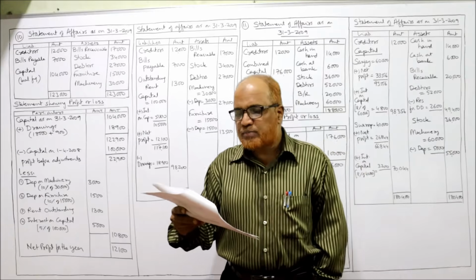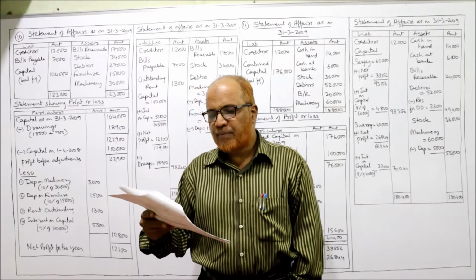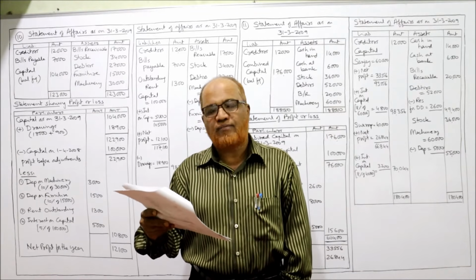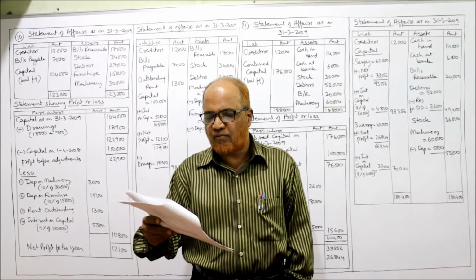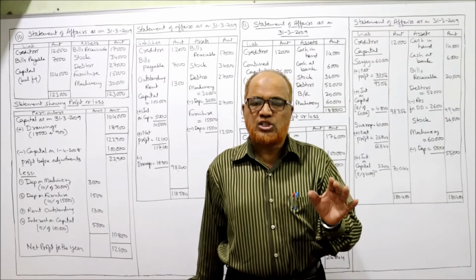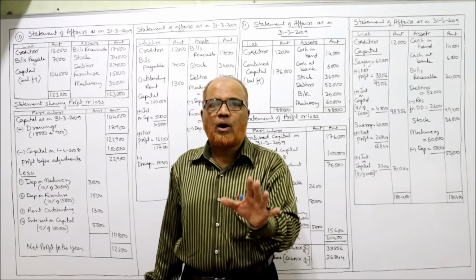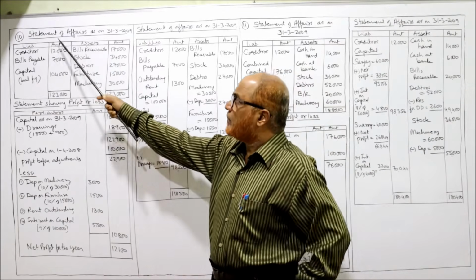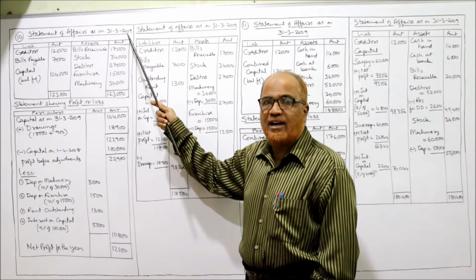The following adjustments are to be made. Depreciate machinery and furniture by 10%, rent outstanding rupees 1,300, interest on capital 5%. You are required to calculate profits for the year and prepare the statement of affairs at the end of the year. So we have to find out the profit or loss during the year and we have to make the statement of affairs at the end of the year. First, without adjustment, what is the statement of affairs at the end of the year? Statement of affairs as on 31st March 2009, that is end of the year.